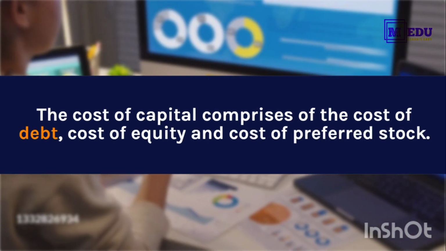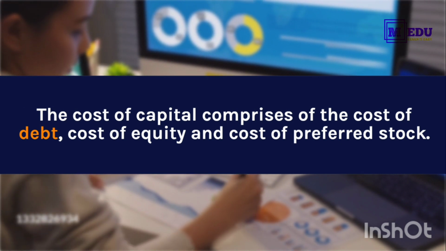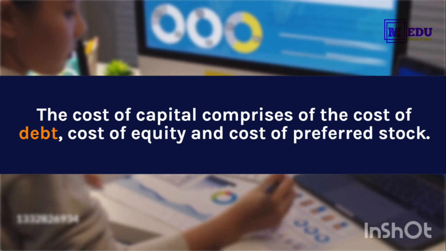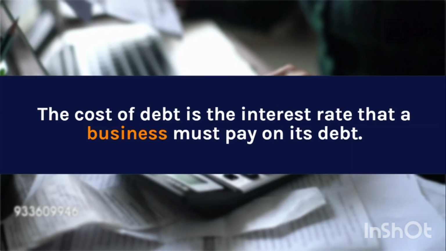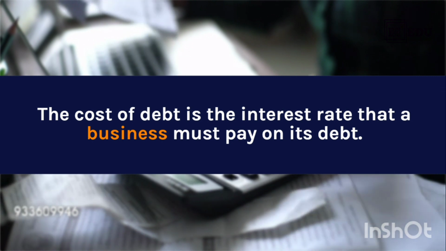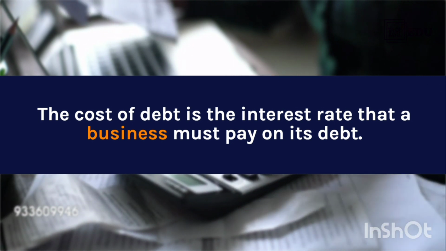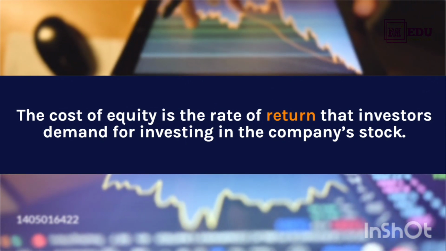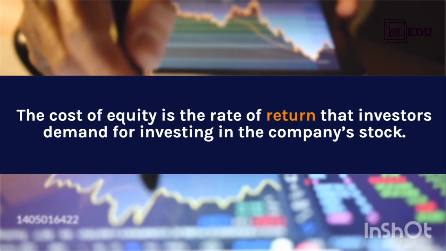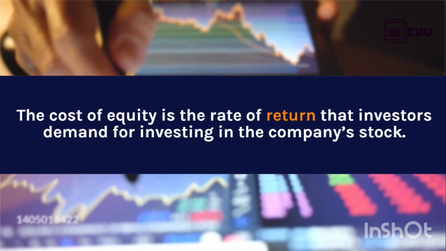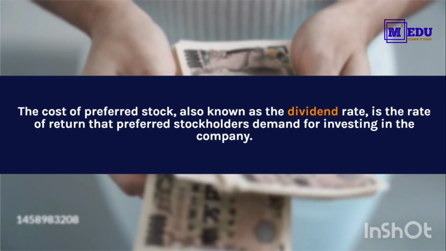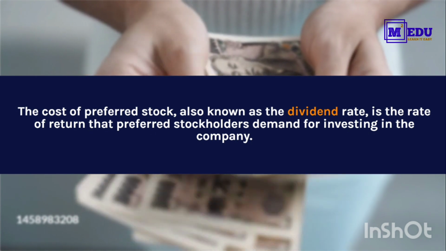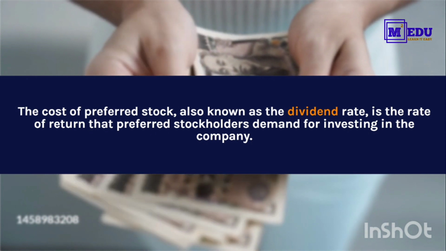The cost of capital comprises of the cost of debt, cost of equity and cost of preferred stock. The cost of debt is the interest rate that a business must pay on its debt. The cost of equity is the rate of return that investors demand for investing in the company's stock. The cost of preferred stock, also known as the dividend rate, is the rate of return that preferred stockholders demand for investing in the company.